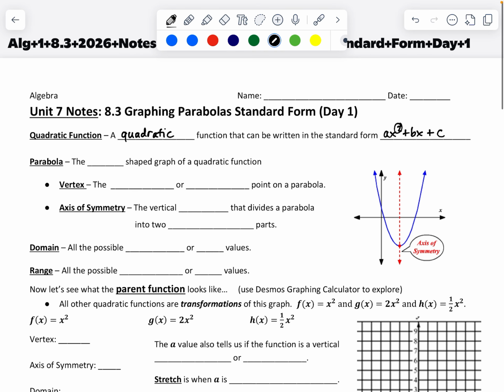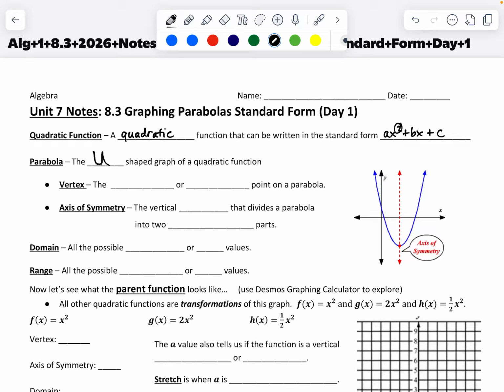All right. A parabola. Parabola is the shape that makes the quadratic. So this is the U-shaped graph of a quadratic function. It looks like a U, not a V. Make sure when you're graphing it, it doesn't look like a V, that it looks like a U.